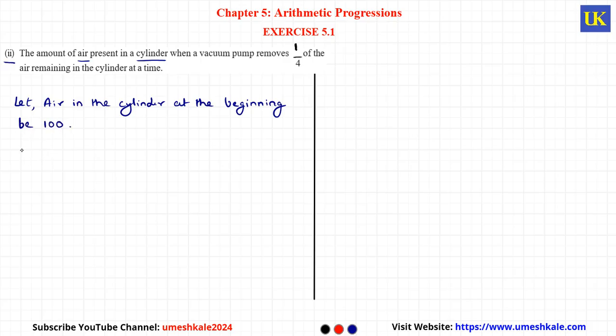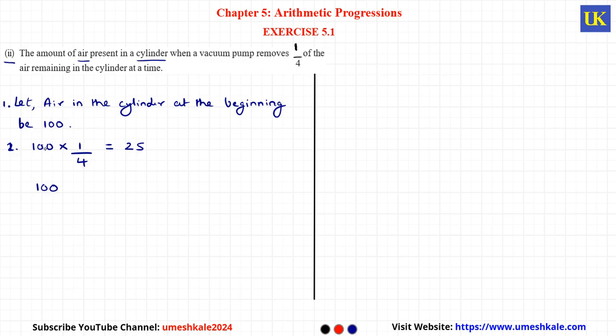Okay, now so for the first time, there was 100 air and we remove one fourth air. So when we remove one fourth, 25 units of air is gone from the cylinder. So it means that for the first time it was 100.